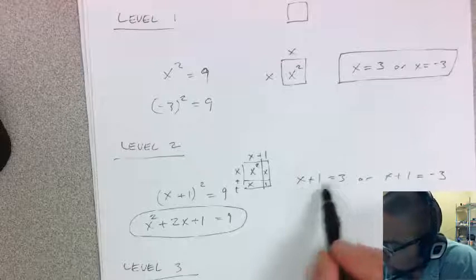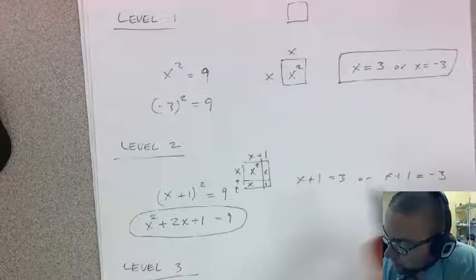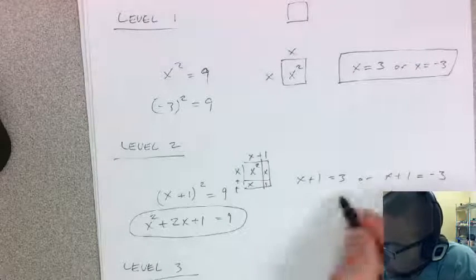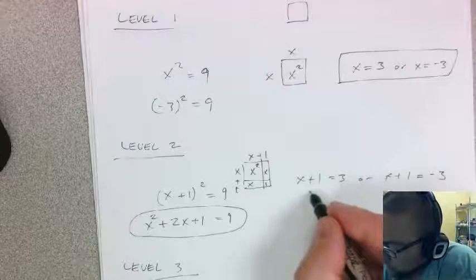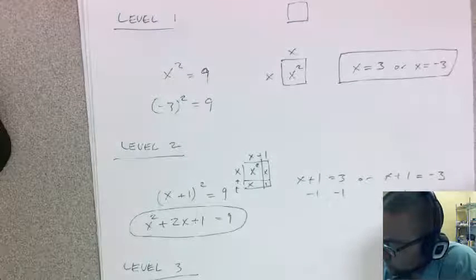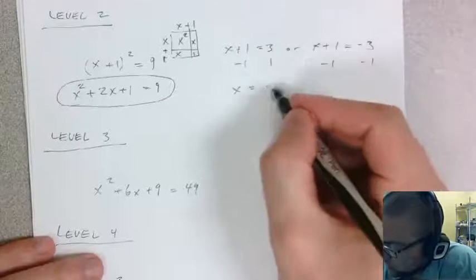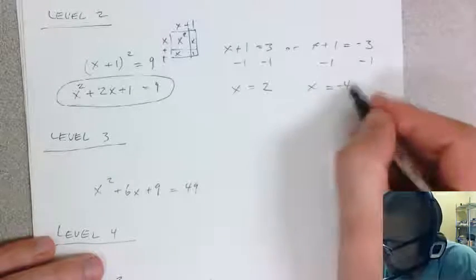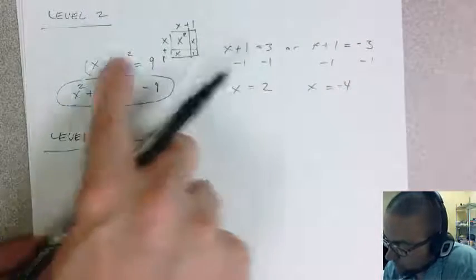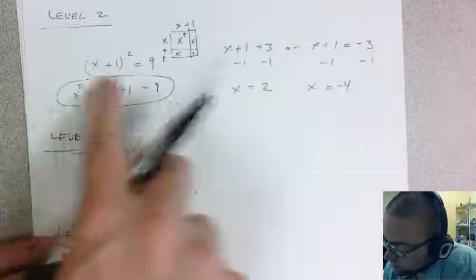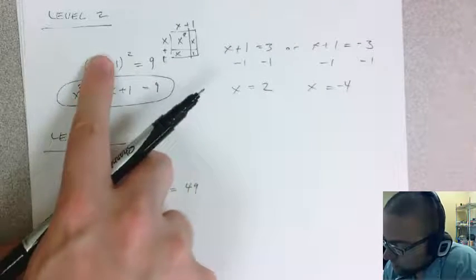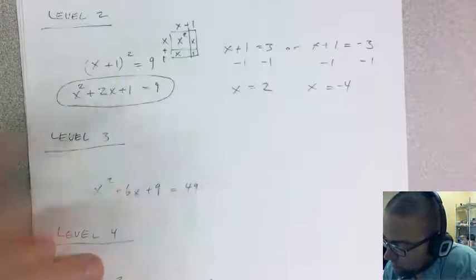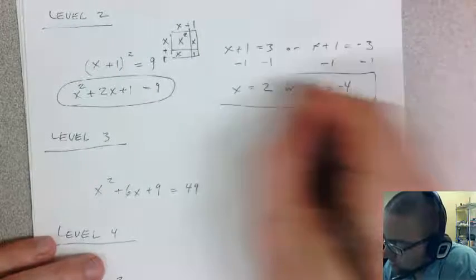Alright, so x plus 1 is equal to 3, or x plus 1 is equal to negative 3. If I want to find just the value of x that makes this statement true, now I just do my regular old equation solving, right? So I just subtract 1 from both sides. So this is equal to 3 minus 1, which is 2, and this is equal to negative 3 minus 1, which is negative 4. If I plug these values in, it would make this statement true. So 2 plus 1 is 3, 3 squared is 9. Negative 4 plus 1 is negative 3, negative 3 squared is also positive 9. So these are my two solutions.